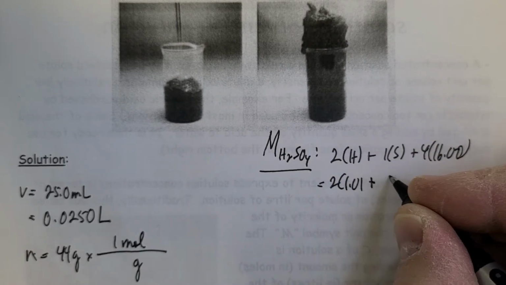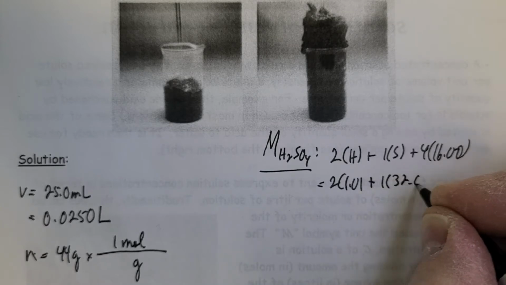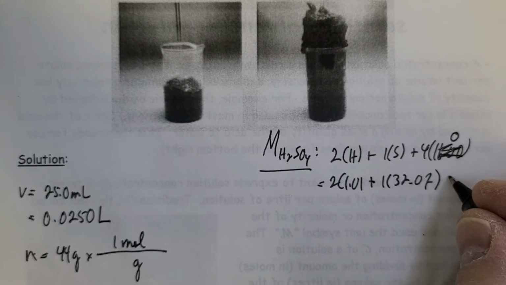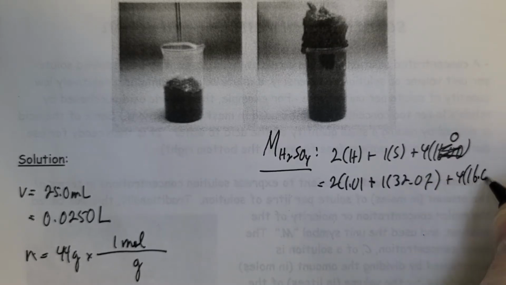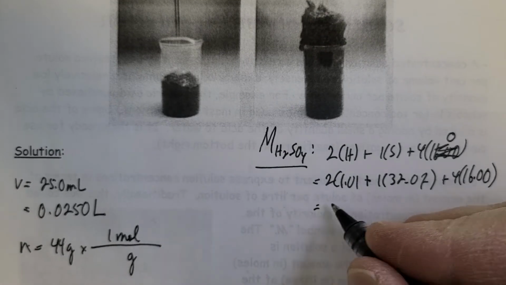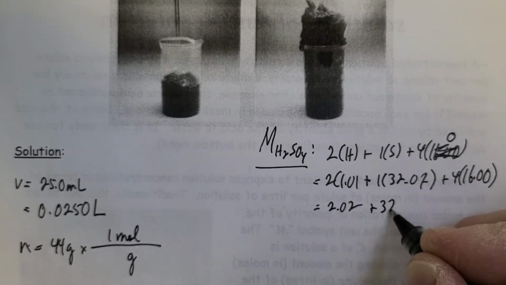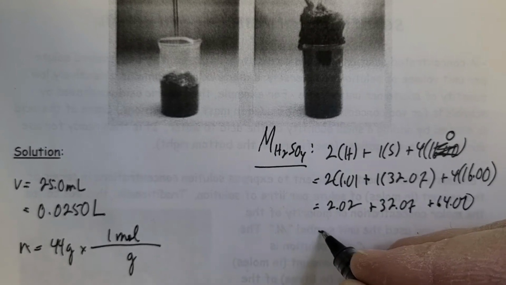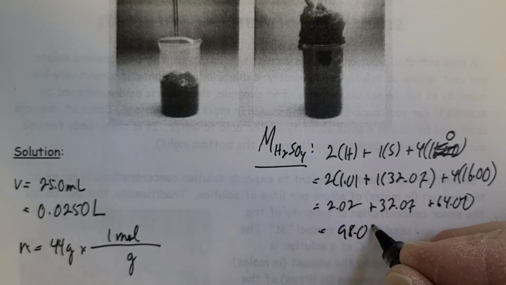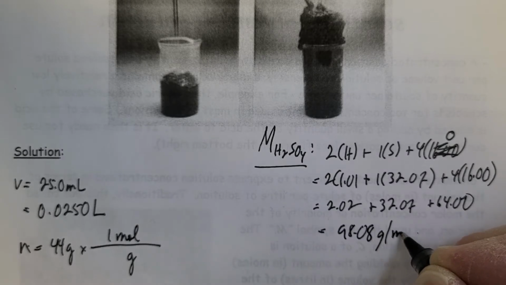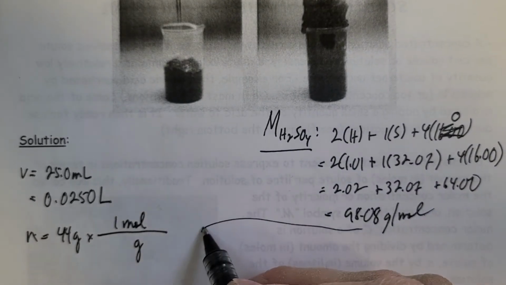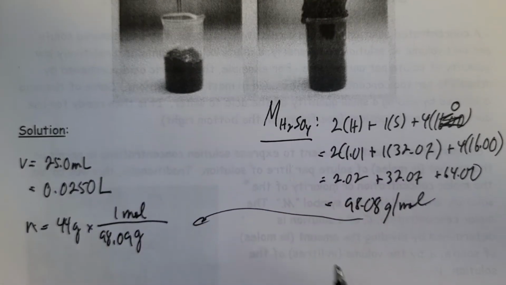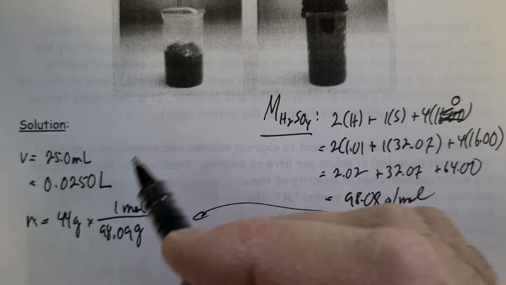Okay, and then 1 times 32.07. Oops, I should have put oxygen here first, and then we see how much it is. So 32.07 plus 64. That's going to give me a molar mass of 98.08 grams per every mole. So that's what I'm going to use over here. That's what you need for going from grams to moles.